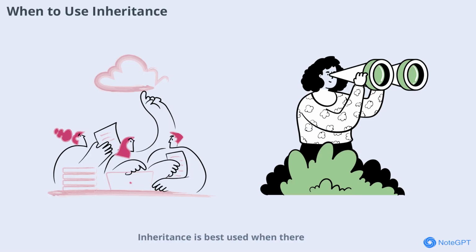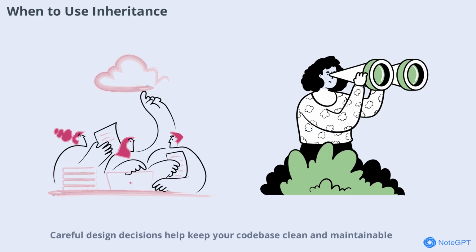Inheritance is best used when there is an is-a relationship between classes. If a subclass truly is a specialized version of its superclass, inheritance makes sense. However, if the relationship is more about sharing functionality, composition might be a better choice. Careful design decisions help keep your codebase clean and maintainable.